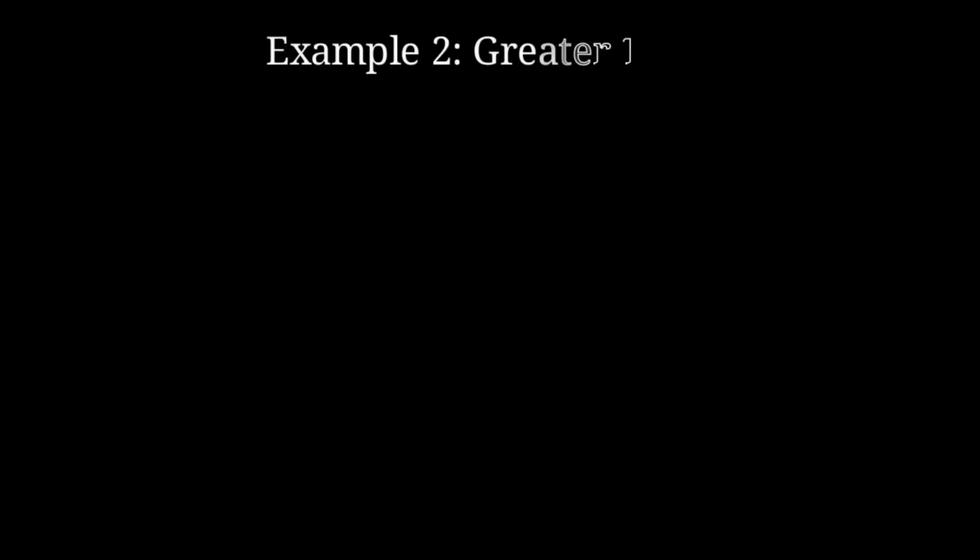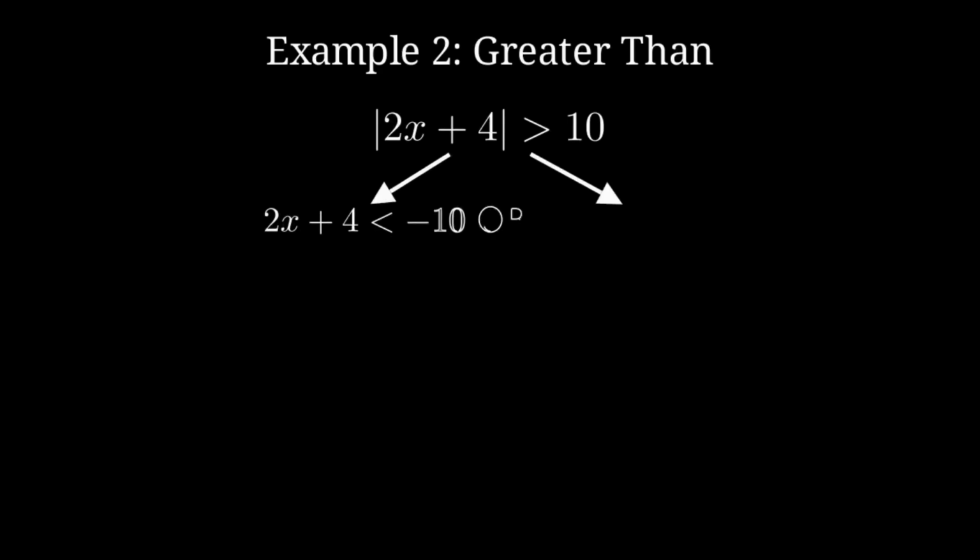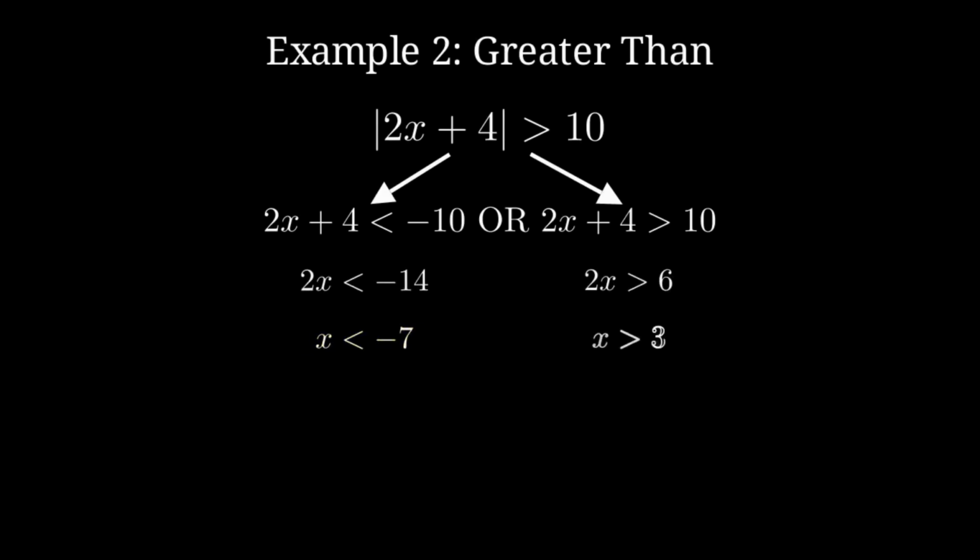Now for a greater than example. We split |2x + 4| > 10 into two separate inequalities. Solving each independently, we find that x can be less than negative 7 or greater than positive 3.